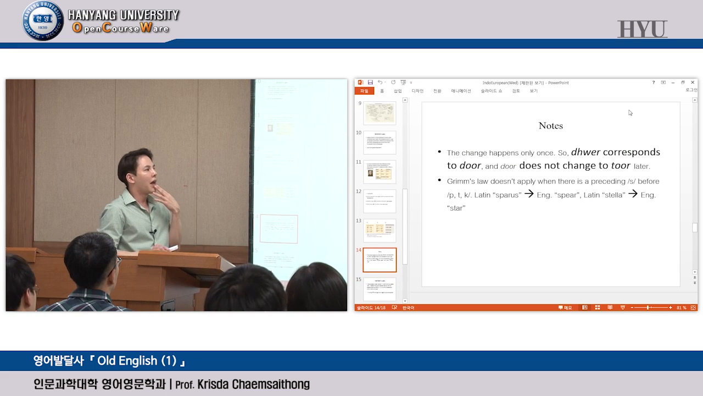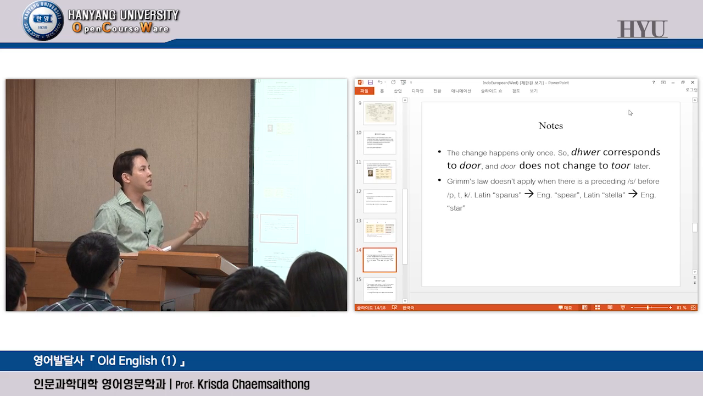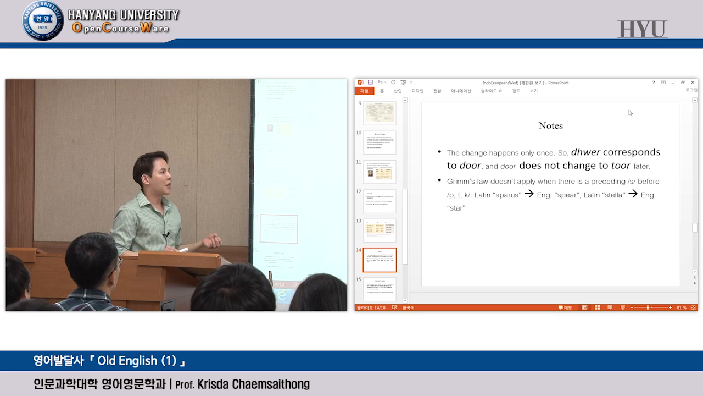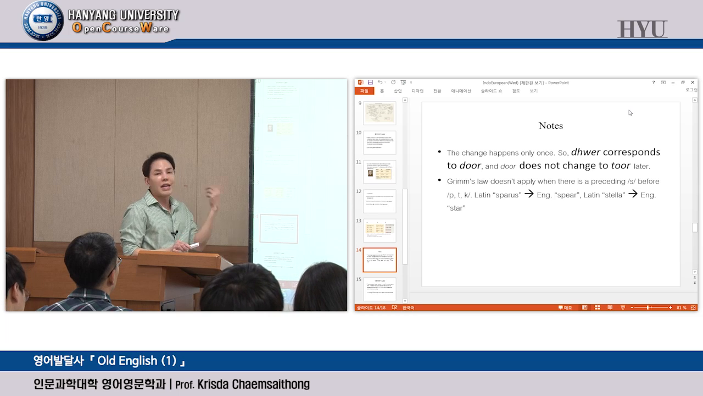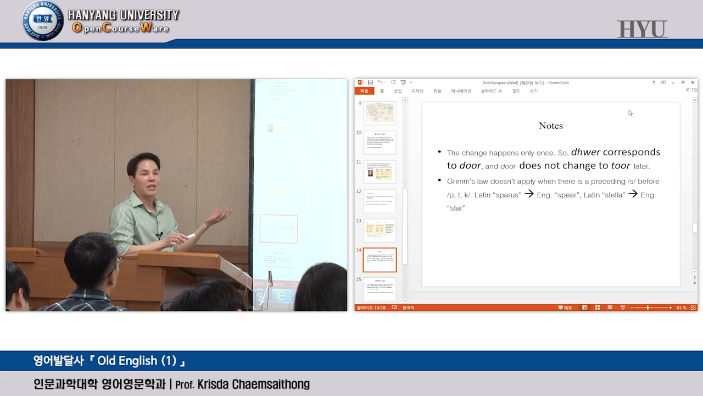One exception for Grimm's law is that Grimm's law doesn't apply when there's a preceding S before PTK. For example, sparus is spear. So P here doesn't change to F because of the S here. S is already a fricative, right? So there's no need to repeat the fricativization, right? S is already a fricative sound, right?